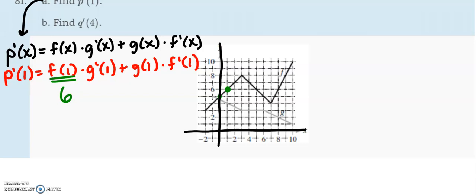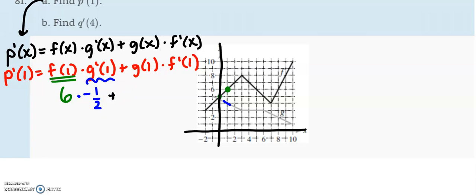And then g prime of 1. Well, g prime says the slope of the tangent at 1. So here's g of 1. I just want the slope of this little line. So that looks like -1 over 2. So -1/2.